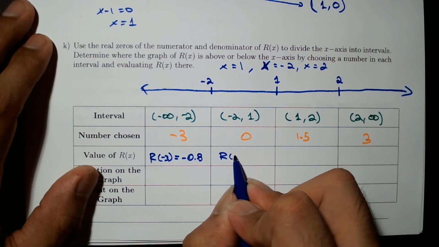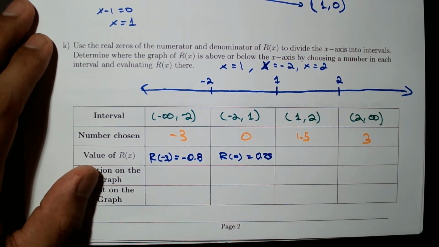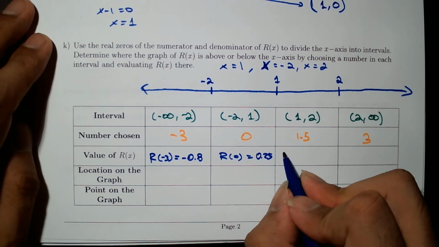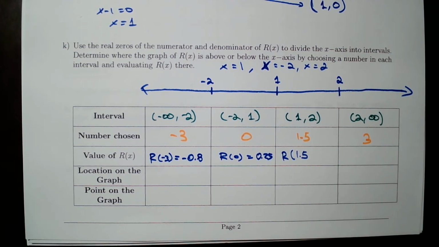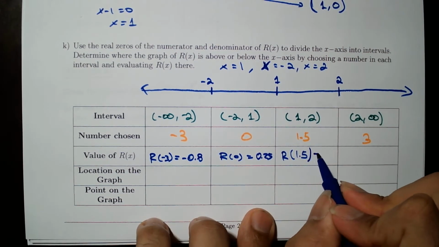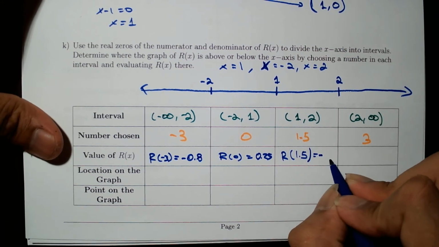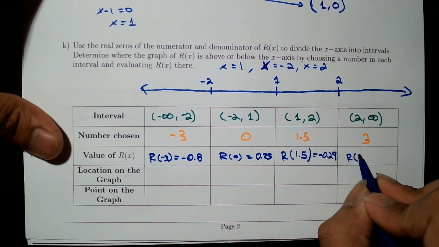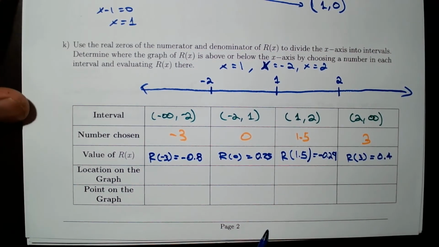And r of 0 equals, I get 1/4 or 0.25. Decimals are okay here. This is just to get an idea of the position of the graph at different points. And then r evaluated at 1.5. I get, where's my calculator? Because first I got a fraction. So let me change that to a decimal. That's a negative 2/7. That's a negative 0.29. And r of 3 equals 0.4.